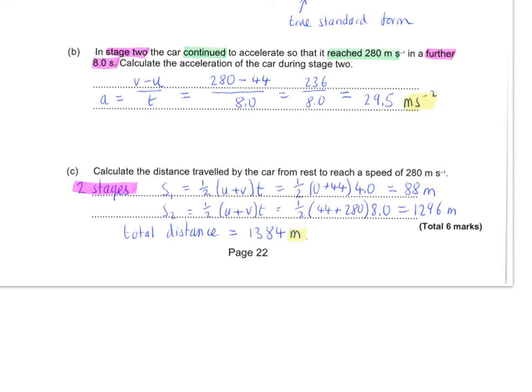I've selected the equation s equals a half (u plus v) t. So we have a half of the initial and final velocity for stage 1 multiplied by the time for stage 1, and the same process applied for stage 2, giving 2 separate answers for the distance travelled, which we then finally just have to add together for the overall answer.